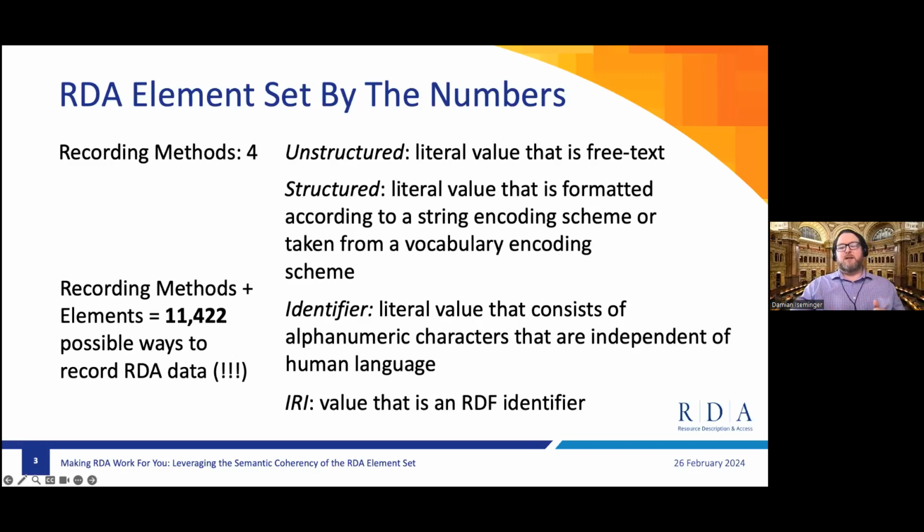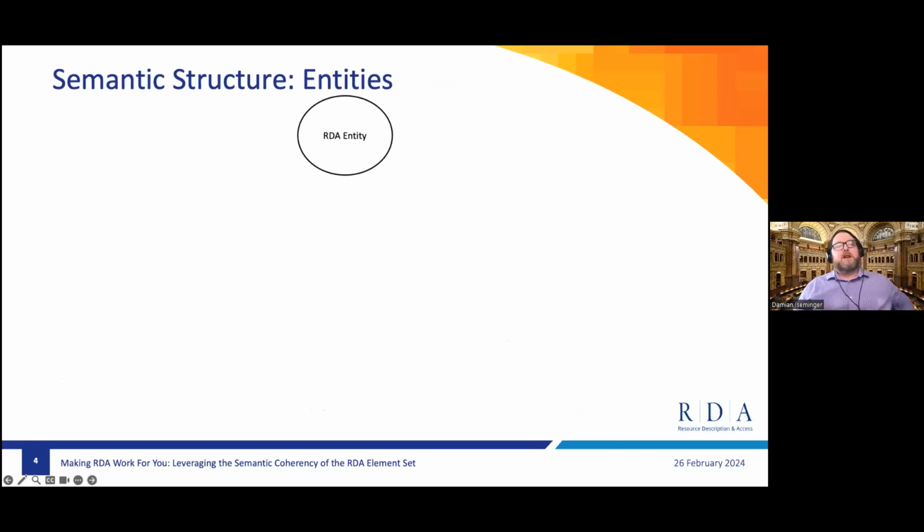So as I said before, we're going to go over the semantic structure here, and let's first go with the entities. So at the top of the food chain, we have the RDA entity. This is the top level entity of everything in RDA.